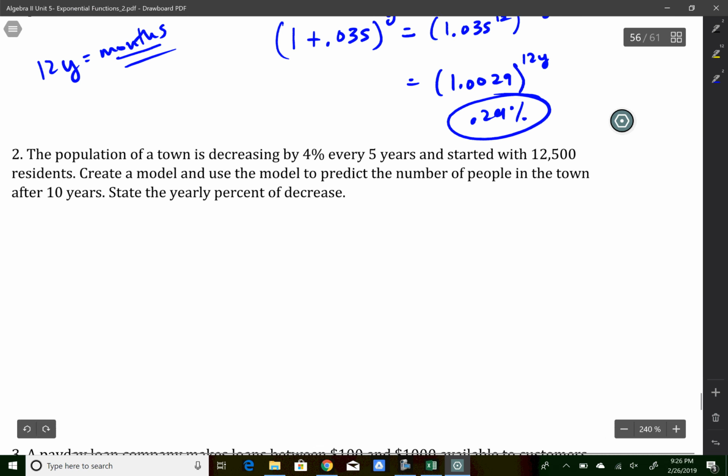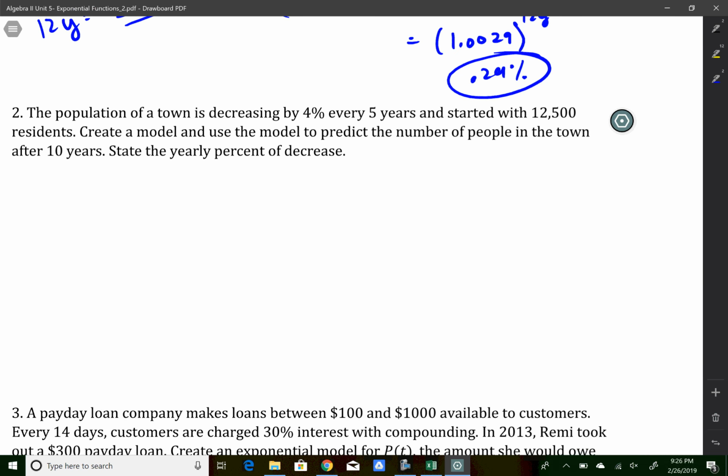Number 4, a population of a town is decreasing by 4% every 5 years and started with 12,500 residents. Create a model and use the data to predict the number of people in 10 years. State the yearly percent of increase. So it says a population decreasing by 4% every 5 years. Well, that's a little bit different, right? So we got to take that into consideration.